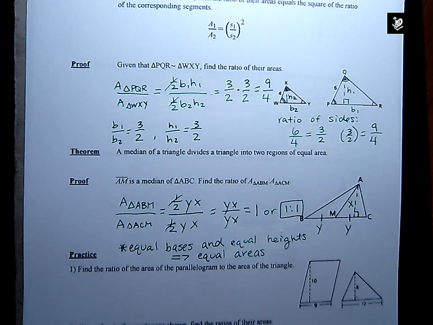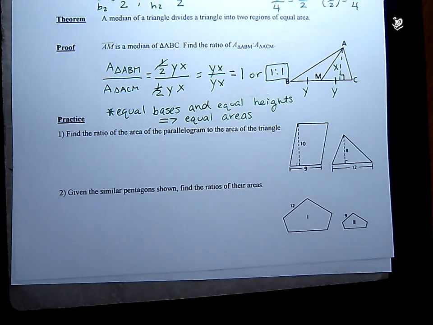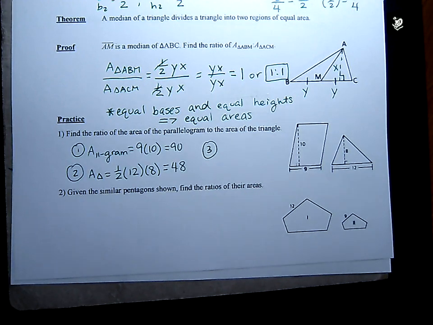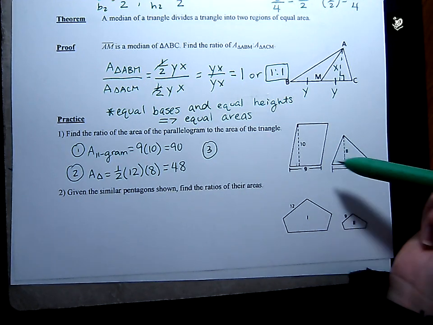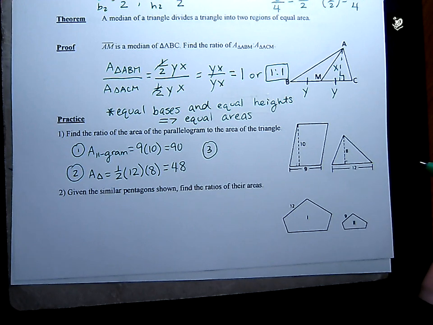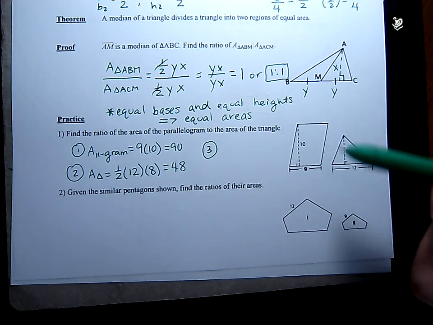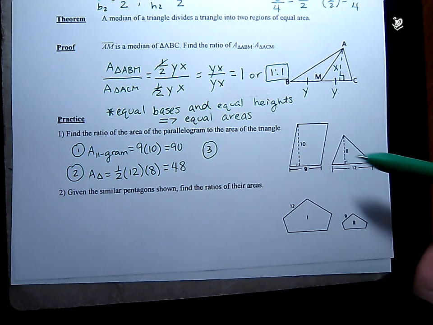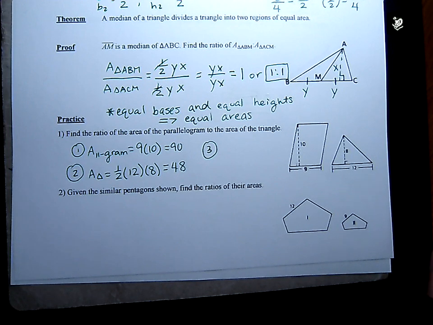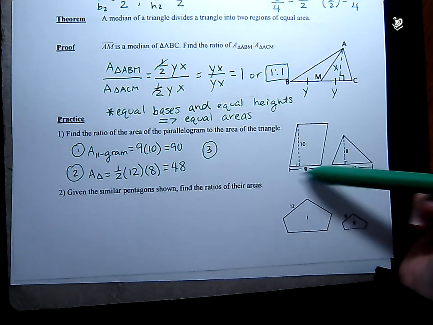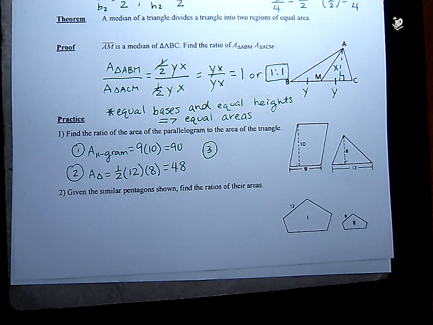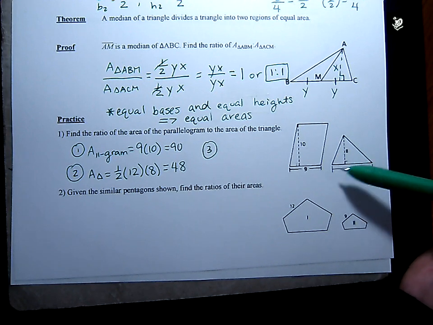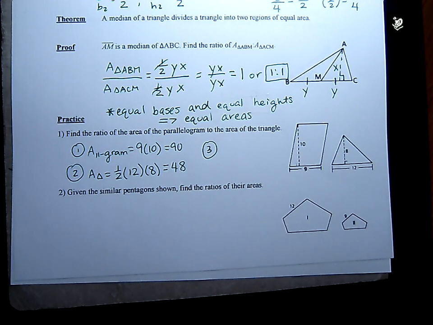So now let's do some practice problems. So for number 1, find the ratio of the area of the parallelogram to the area of the triangle. So as you can see, these are not similar figures. They're not even the same shape. So we actually have to find the area of each in order to figure out what the ratio of their areas is. So for the parallelogram, it's base times height, which is where the 90 came from. And the triangle, it's 1/2 base times height, which is where the 48 came from.